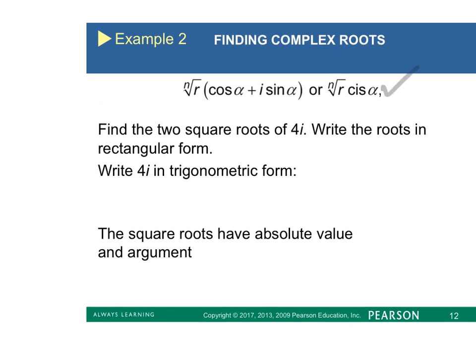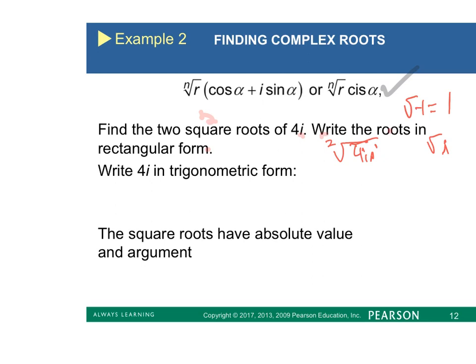I'm leaving this here. I keep putting this back because I just want to keep referring back to this formula. Find the 2 square roots of 4i. Write the roots in rectangular form. So what he's saying is it's a square root, so the index is a 2. So what I'm doing is finding the square root of 4i. Well, you've never taken the square root of an i number before. Well, actually you have. The square root of -1 is i, but you've never done the square root of i.